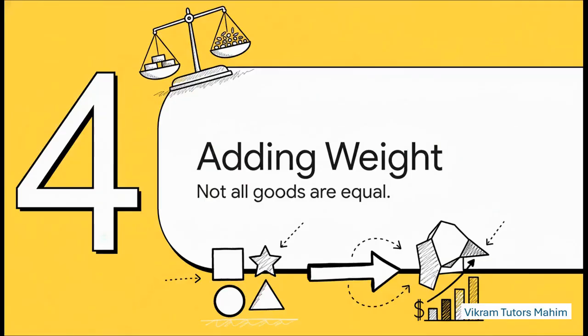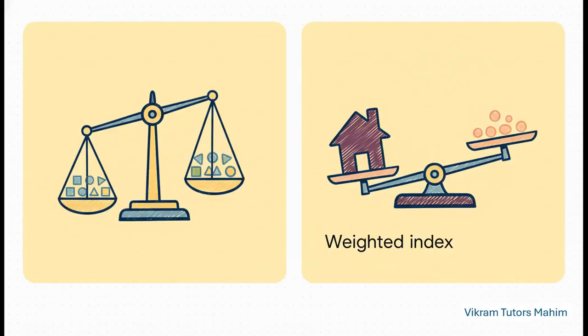But, of course, the real world is always a little more complicated. That simple index we just made has a pretty big flaw. It treats every single item as equally important. So what happens when they're not? But think about your own life. Is a change in the price of your housing as important as a change in the price of movie tickets? No way. A weighted index solves this by giving more weight or importance to the more significant items. And that makes it way more realistic.